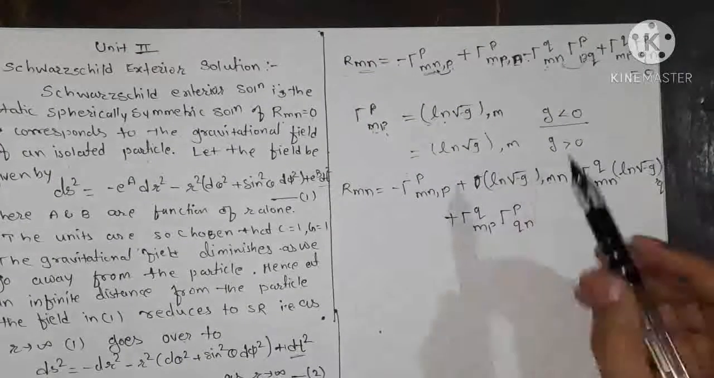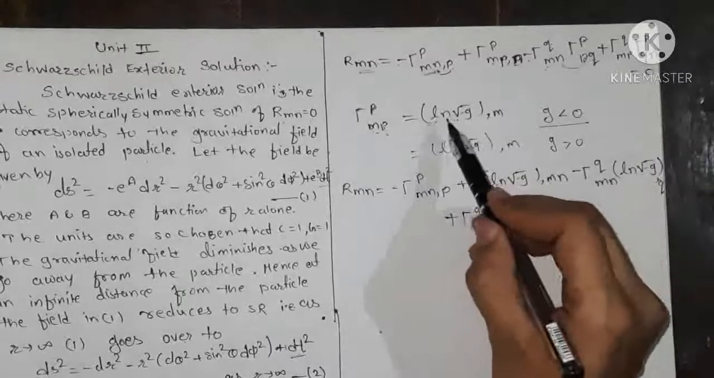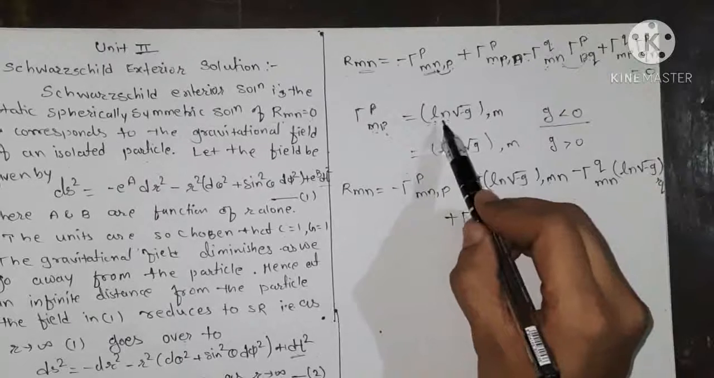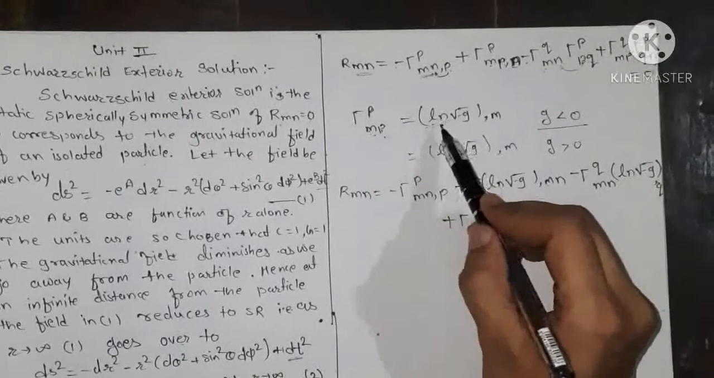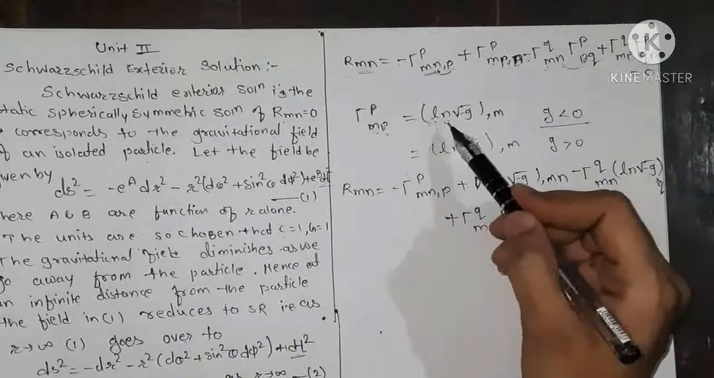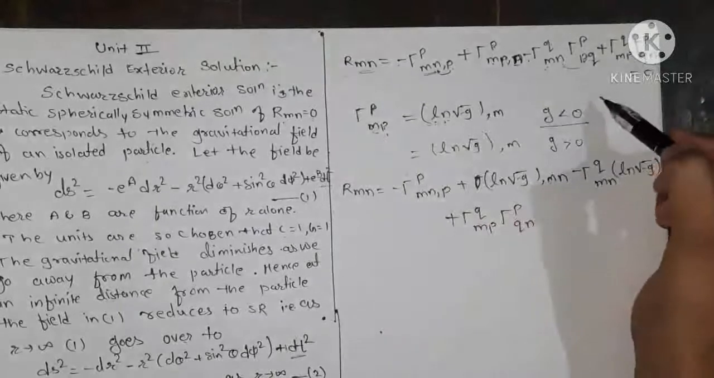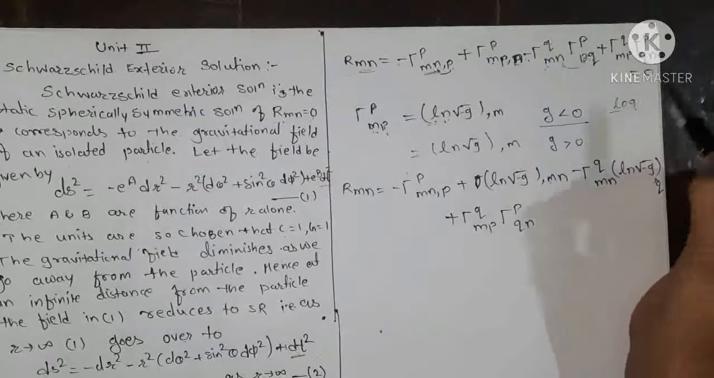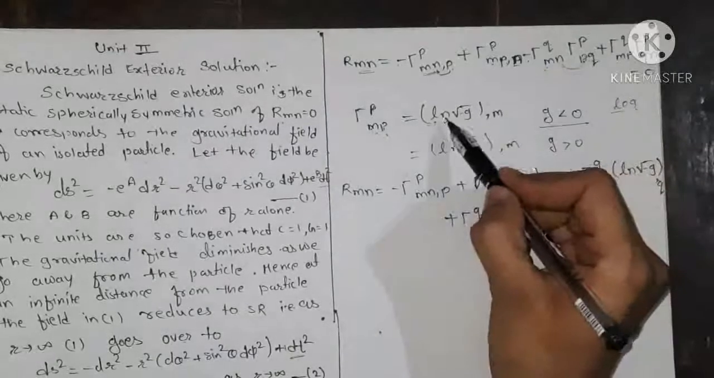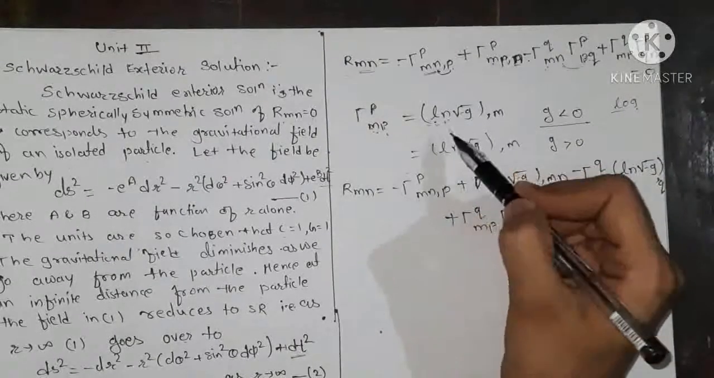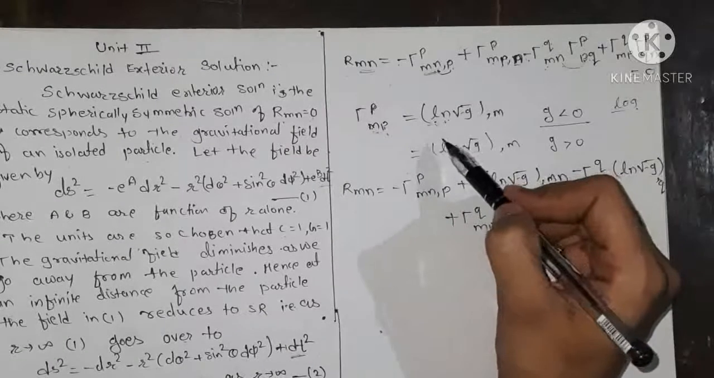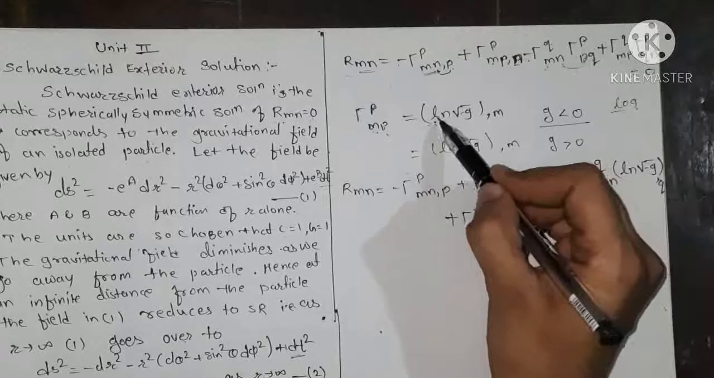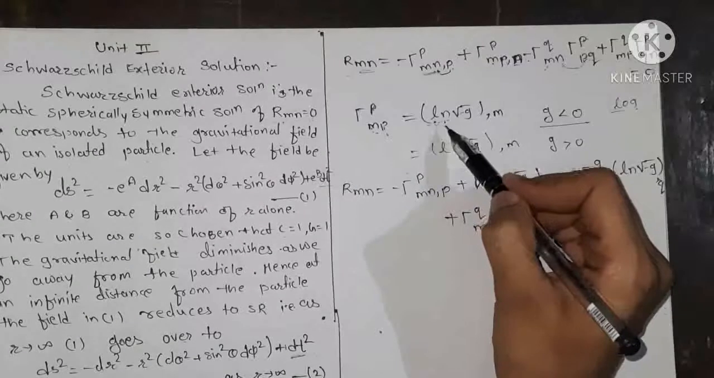Here ln means log. We are taking ln because the base is e, that is exponential. If we have base 10, then we write it as log. Remember this: whenever the base is e, we write log as ln.